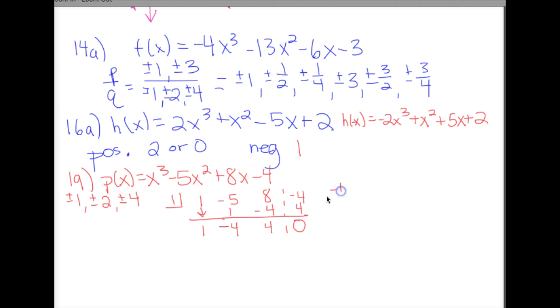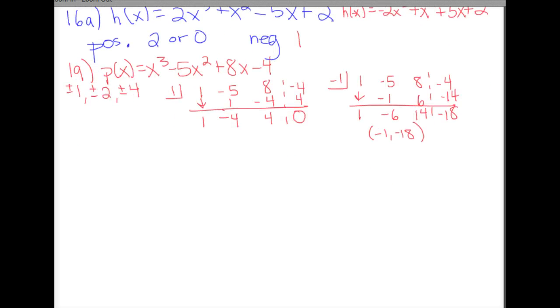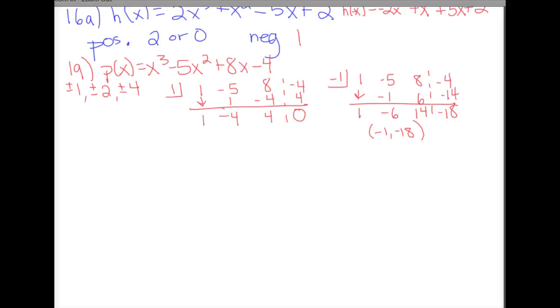If I try negative 1 then, I've got 1, negative 5, 8, negative 4, and I do the same thing. This time, I don't get a remainder of 0, I get a remainder of negative 18, which is why it tells you to find the zeros and points on the graph, because this work tells us that negative 1, negative 18 is on the graph. So make sure your work has 6 synthetic divisions. You have to try all of them, because even if you know it's not going to be a 0, it still is giving you a point to try.